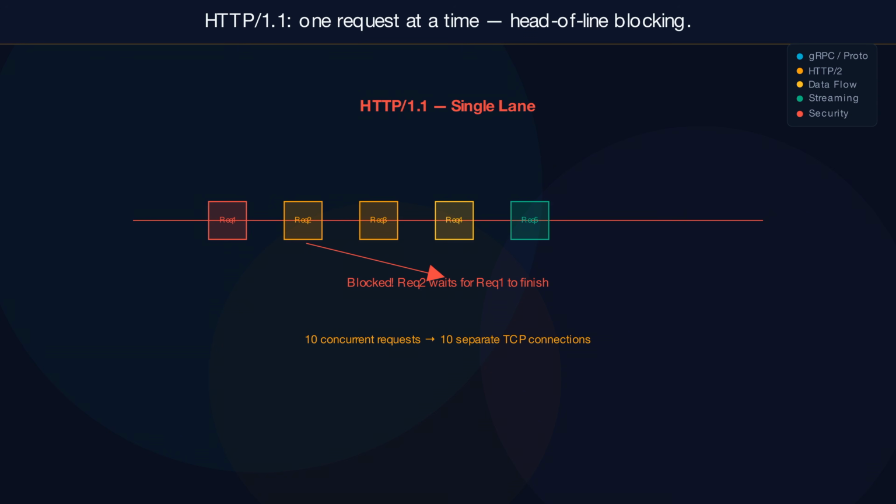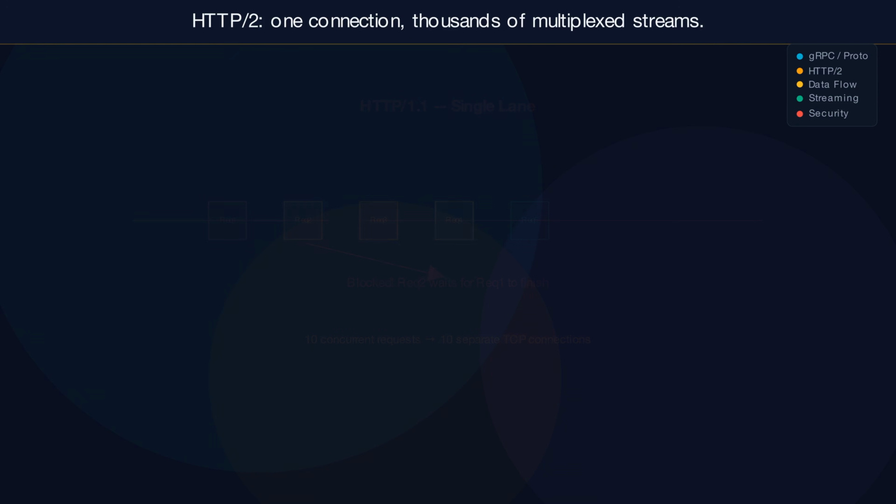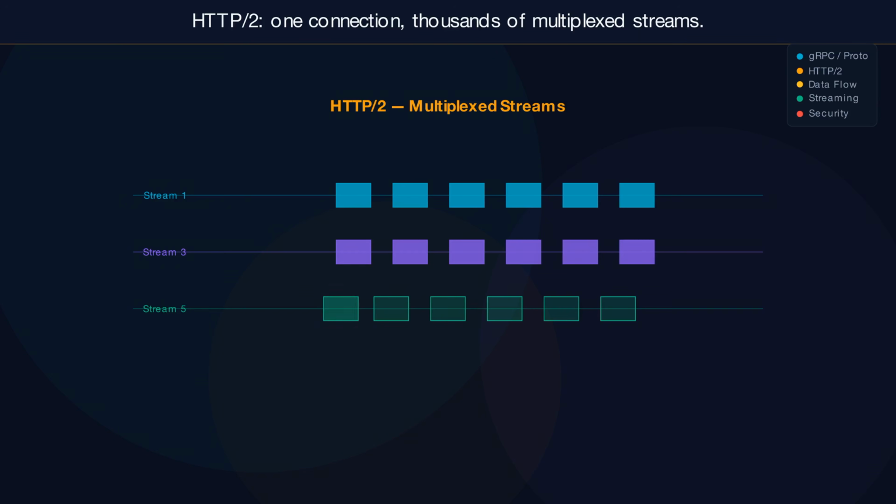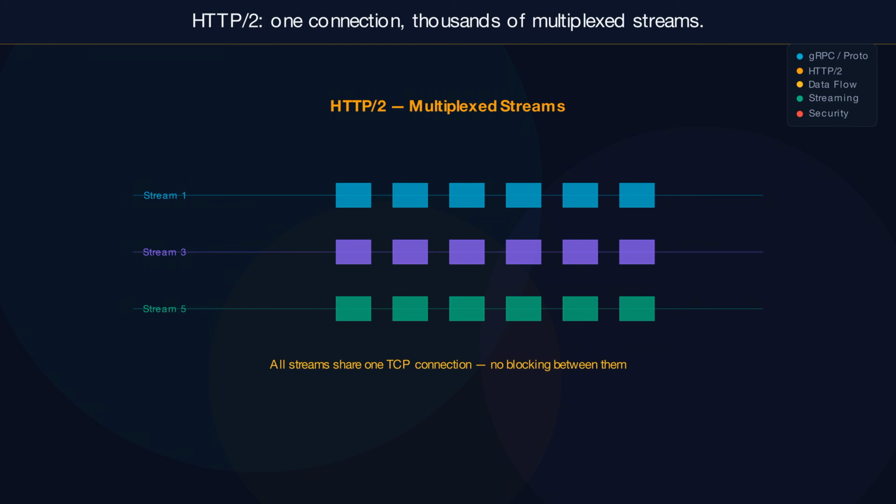HTTP/2 introduces streams. On a single TCP connection, you open thousands of independent streams. Client and server interleave frames from different streams freely. At the receiver, they reassemble into separate responses. One connection, unlimited concurrency.